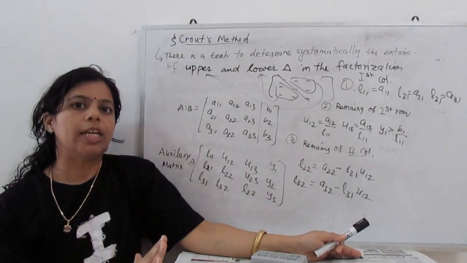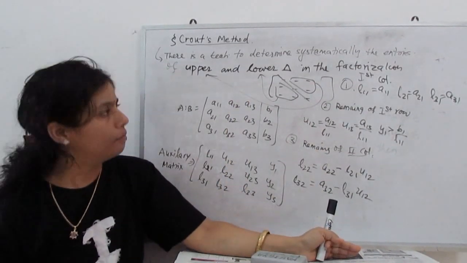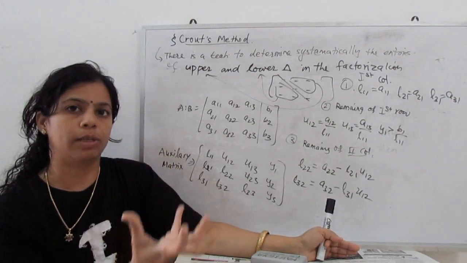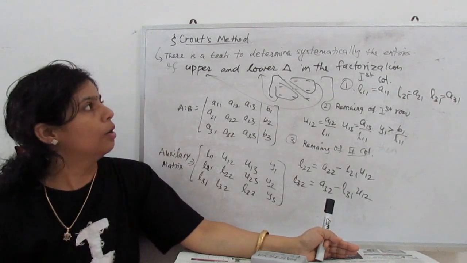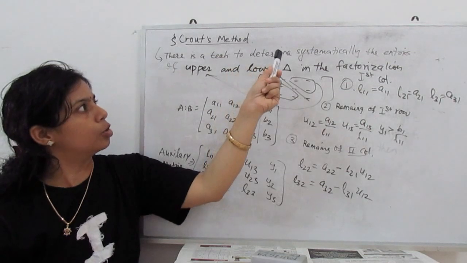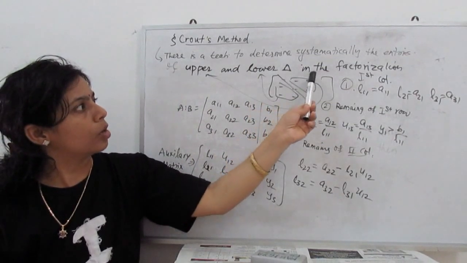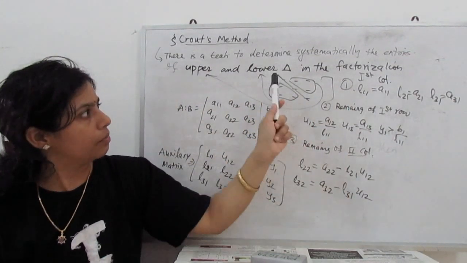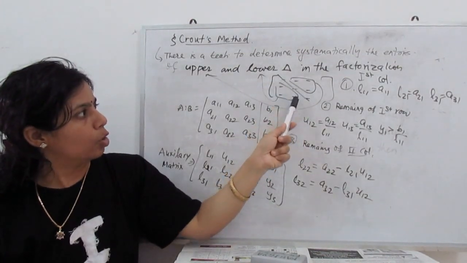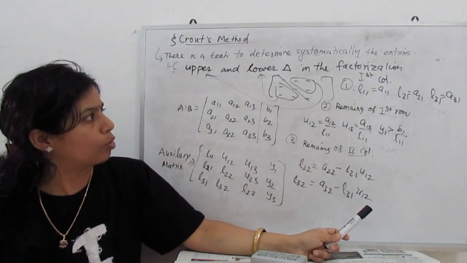It's not a difficult method, but there are some techniques which we have to follow for solving the given matrix and transforming it into a new matrix, and then we find the values of the given unknowns. There is a technique to determine symmetrically the entries of the upper and lower triangular matrices in the factorization. If we have a 3 by 3 matrix, this is our diagonal, and we have to find the upper elements and the lower triangular elements below and above the diagonal.